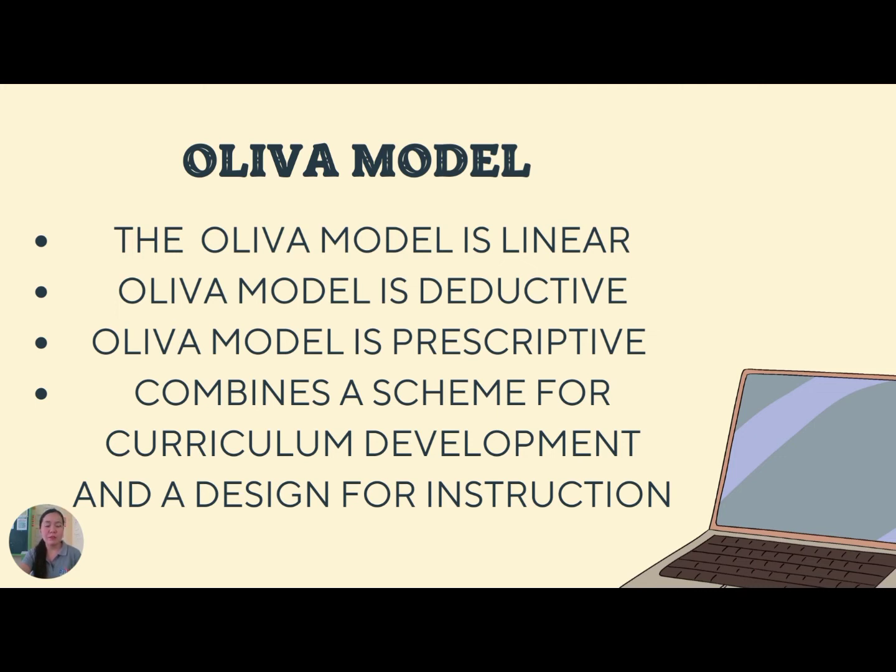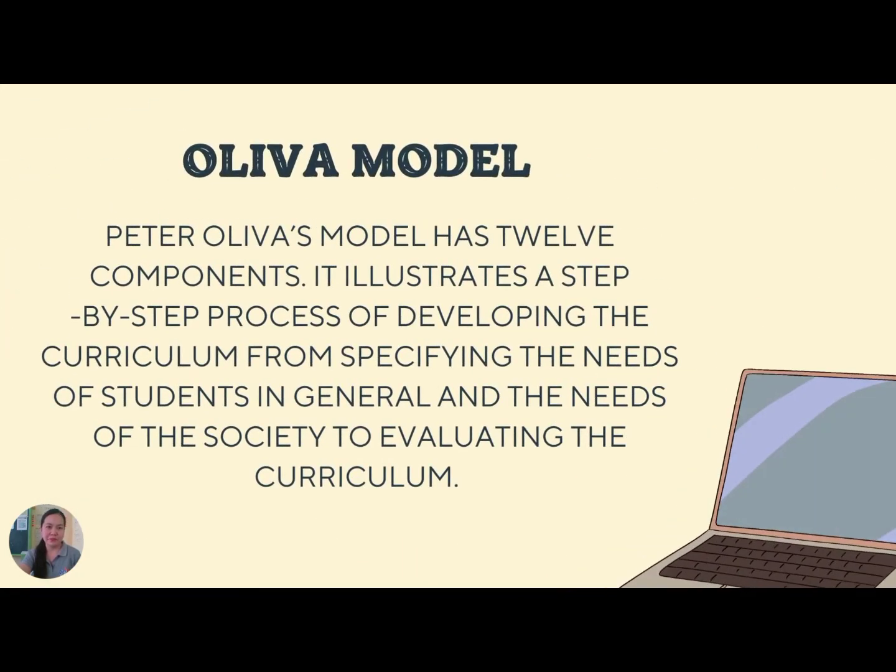The Oliva model is prescriptive because it allows one to achieve the desired outcomes in a controlled manner, and it combines a scheme for curriculum development and a design for instruction. Peter Oliva's model has 12 components. It illustrates a step-by-step process of developing curriculum from specifying the needs of the students in general and the needs of the society to evaluating the curriculum.